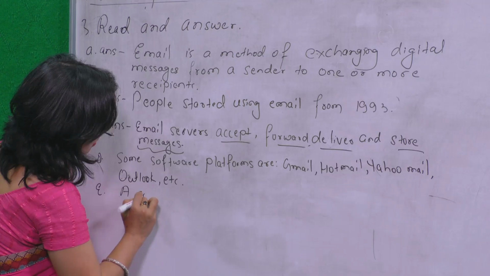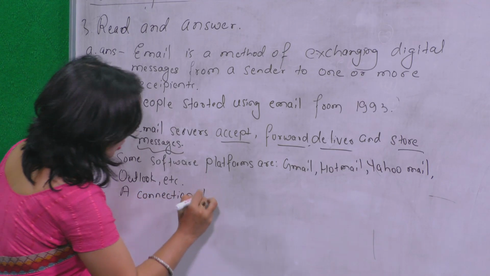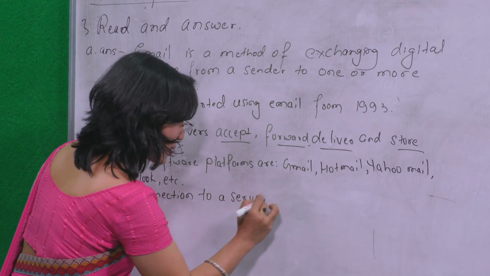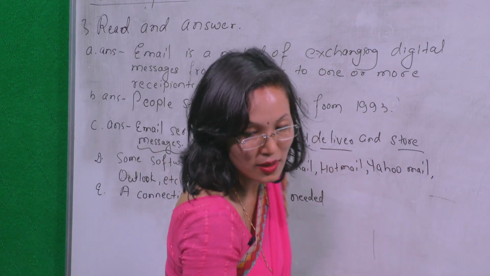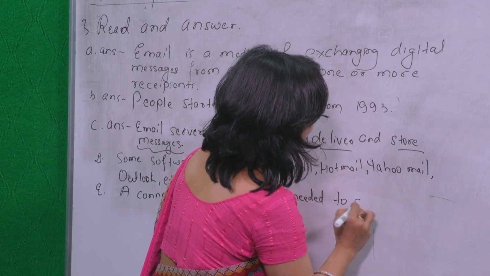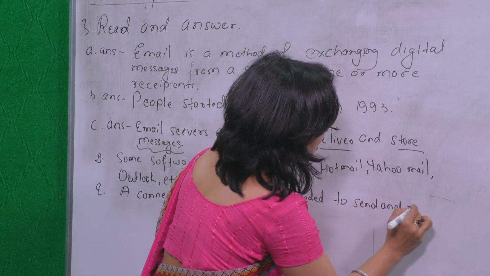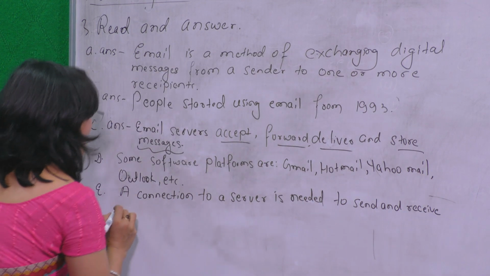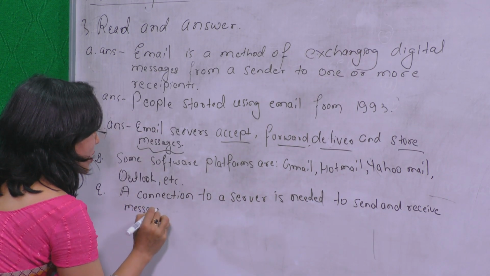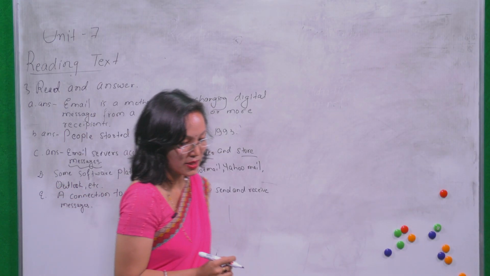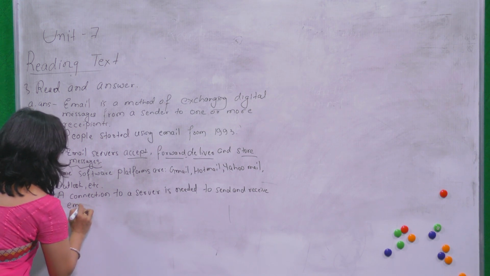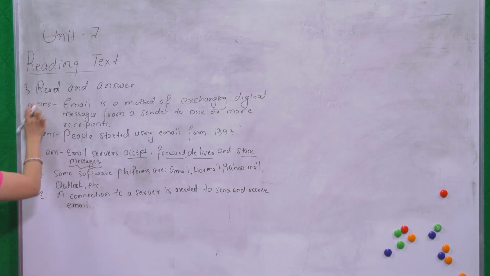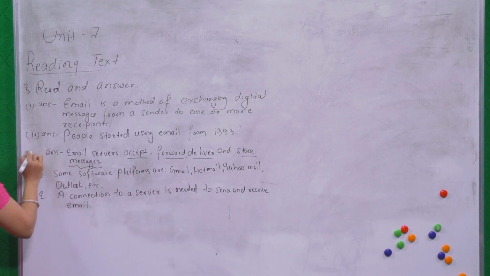A connection to a server is needed to send and receive messages. Okay, or email messages, or email. Let's not change the word. So it's a one, I, double I, triple I, IV and V.